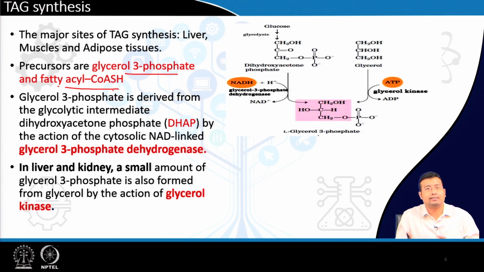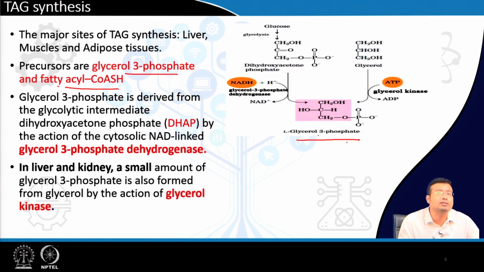How do we get fatty acyl coenzyme A? Simple, a fatty acid can get attached to coenzyme A and it becomes fatty acyl coenzyme A. For example, when a 16 carbon palmitic acid is synthesized, it can also be represented as palmitoyl coenzyme A. The main precursor that is required is glycerol 3-phosphate.